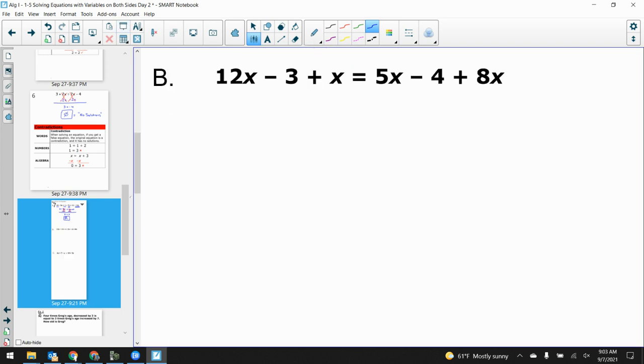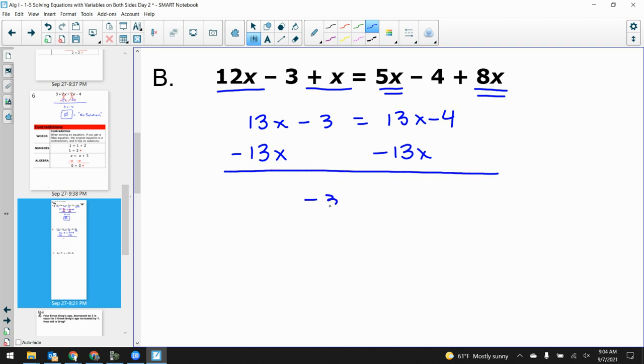Okay, in converse to that, I've got 12x minus 3 plus x is equal to 5x minus 4 plus 8x. All right, so let's combine like terms on the left side. I've got 12x and 1x to make 13x. I've got 5x and 8x to make 13x. So I can already sense that something weird is going to happen because my variables are matching. And when your variables are matching, that tends to throw things off a little bit. So I'm going to subtract the 13x from both sides.